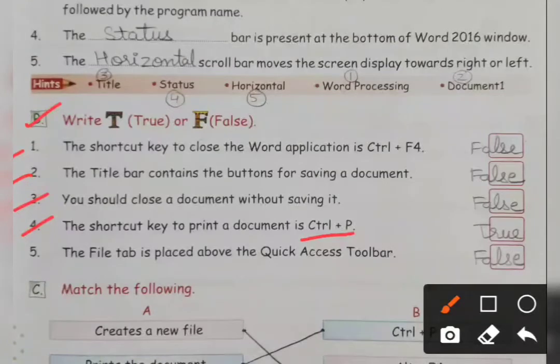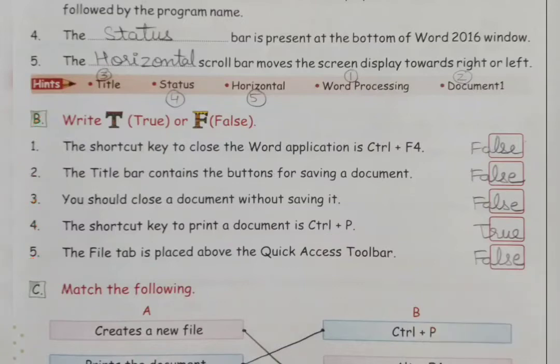You will write TRUE. Then the fifth one, the file tab is placed above the quick access toolbar. No, this answer is false. So you will write FALSE. You can pause the video and write the answers also, right?